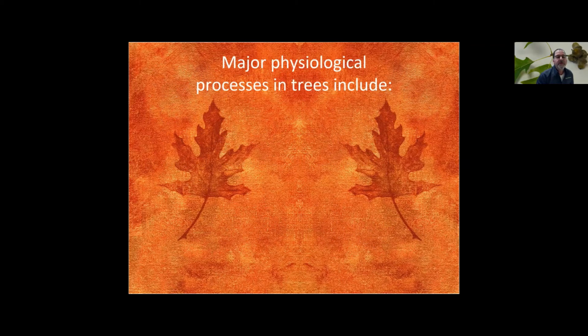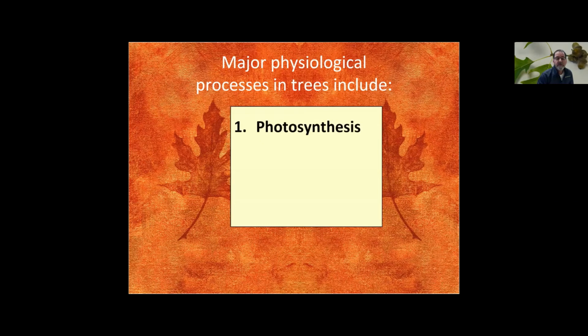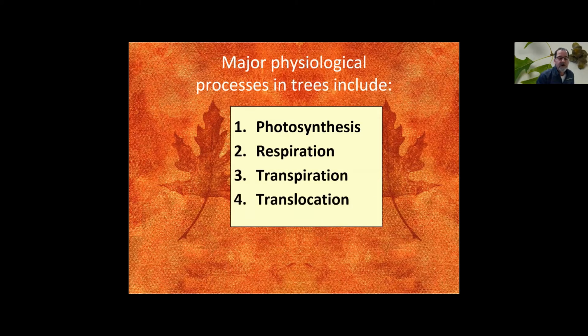So the major physiological processes in trees that we're going to cover today, there are four, and each one has way too many syllables. Photosynthesis, which many of you probably remember that term. You might not remember respiration or transpiration or even translocation. So that's what we're going to look at as we advance through this. We begin with photosynthesis.